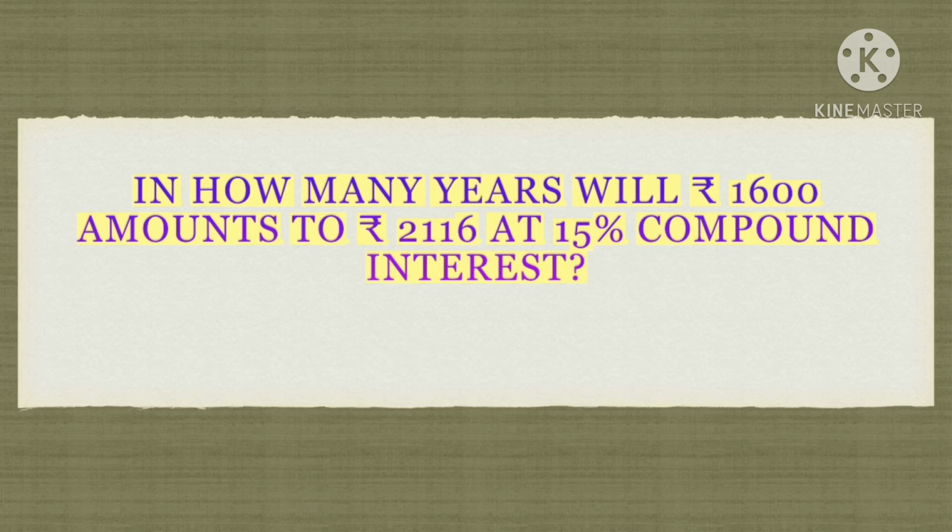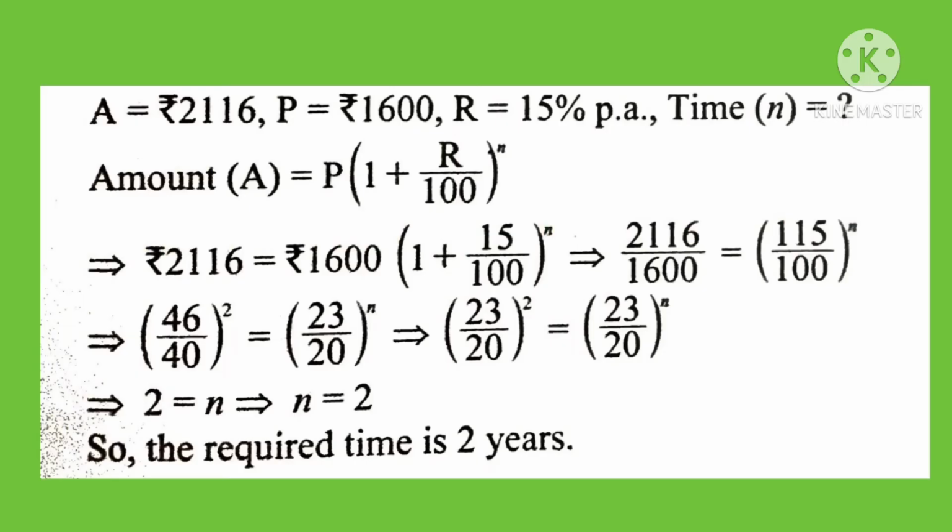And now we will find how to calculate time. In how many years will rupees 1600 amount to rupees 2116 at 15% compound interest? Means we are to find time now. We have principal, we have amount, we have rate here. And now to find the time, we will use the same formula: A equal to P into 1 plus R upon 100 raised to power time.